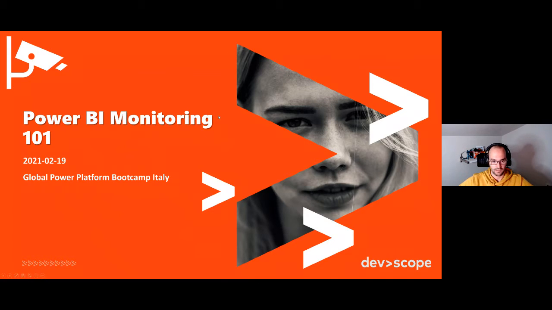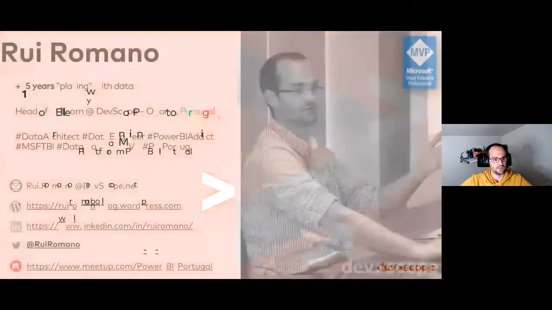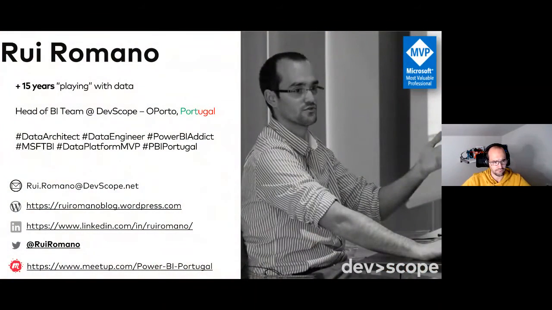I will start by introducing myself. So my name is Rui Romano. I'm from Portugal. I work at a company called DevScope, where I lead the business intelligence team. I'm a data architect, data engineer. I'm a Power BI addict. I've worked with the Microsoft BI data platform for 15 years.